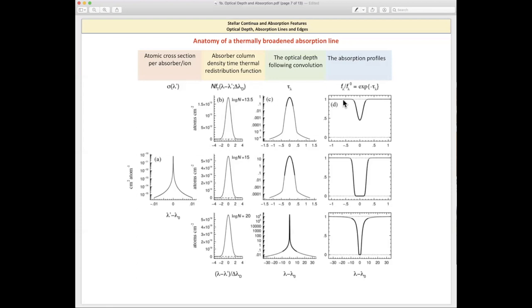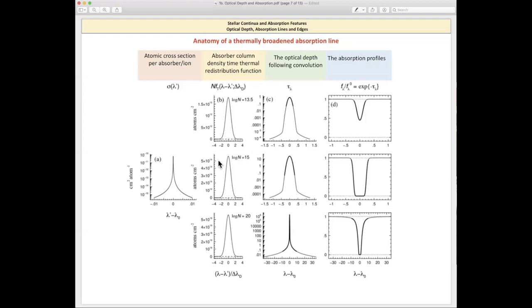That doesn't mean there isn't any optical depth out there. There's still some atoms out there, but they're just not detectable. You have to have optical depths greater than about 0.1 to really start to see absorption happen in a spectrum. So this is really showing you that you're only getting absorption from the core of that redistribution function.